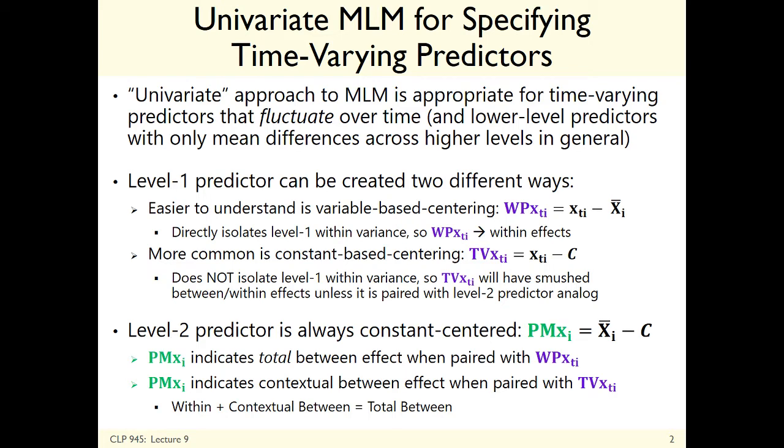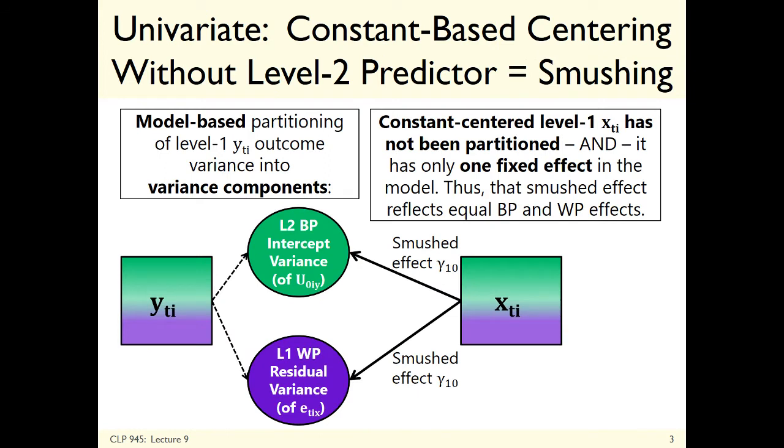This all sound familiar? So to depict this graphically then, this is what it looks like if you do a smushed effect at level 1. If you stick the original level 1 predictor in, centered at a constant, all by itself without anything at level 2, it's trying to do the work of both level 1 and level 2. Its level 1 and level 2 variance are smushed together, and it has only one effect, which means that effect is smushed together. It's usually more heavily weighted towards the within effect because the level 1 sample size is bigger than the level 2 sample size.